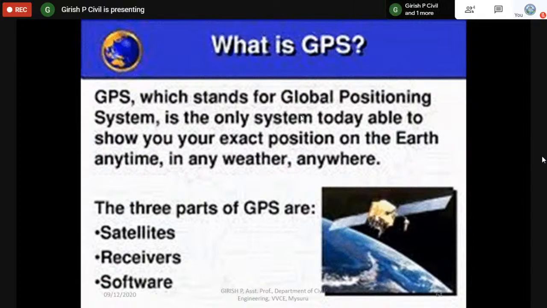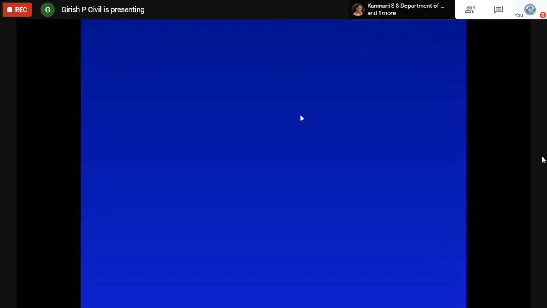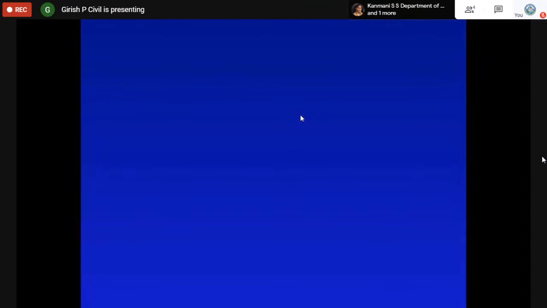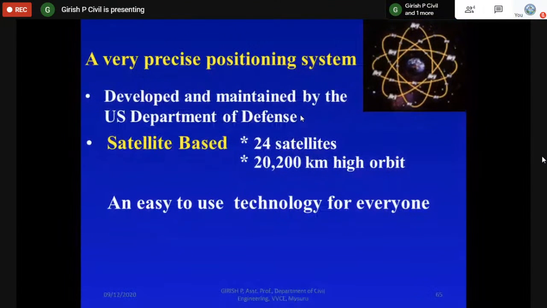So there are three important parts of GPS. One will be the satellites, another one the receiver, and another one software. Coming to GPS, it is a global positioning system. Earlier, GPS was completely developed and maintained by the US Department of Defense. It consists of 24 satellites in orbital paths.